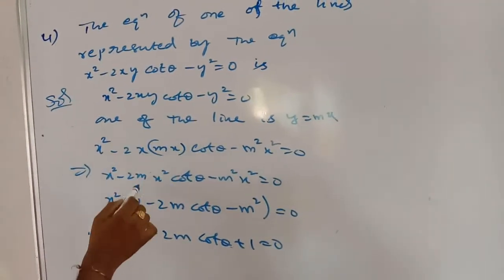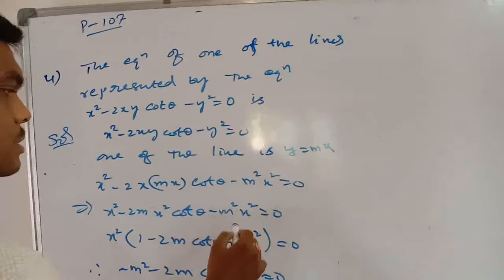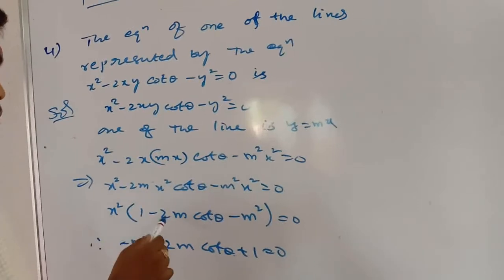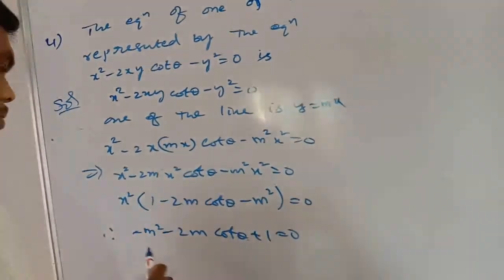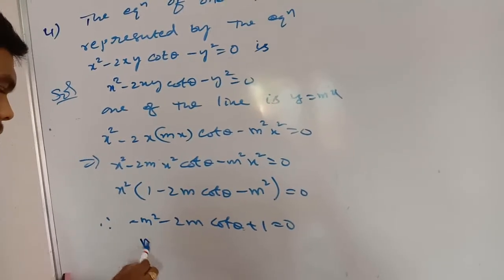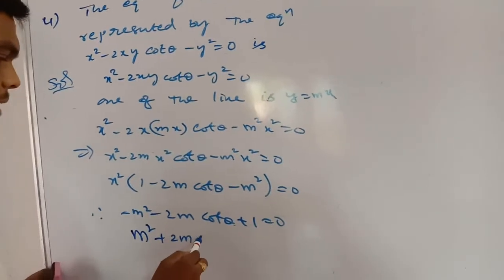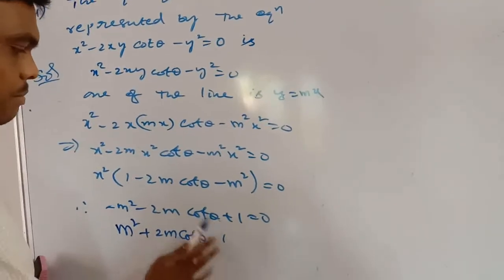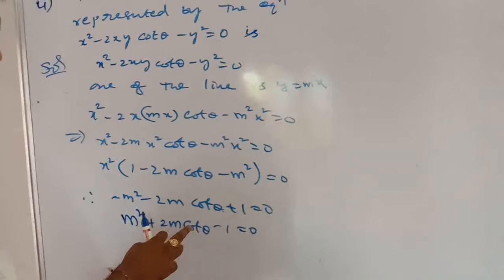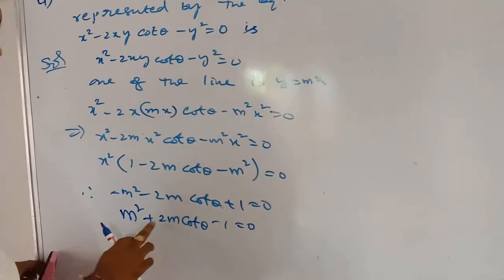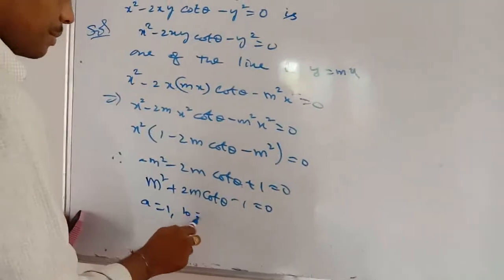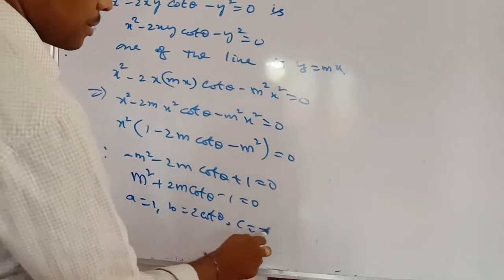Now 1 minus 2m cot theta minus m square is equal to 0. This is minus m square minus 2m cot theta plus 1 is equal to 0. Now the minus term is common, so this is m square plus 2m cot theta minus 1 is equal to 0. This is a quadratic equation in m, a m square plus b m plus c is equal to 0. Here a is equal to 1, b is equal to 2 cot theta, c is equal to minus 1.